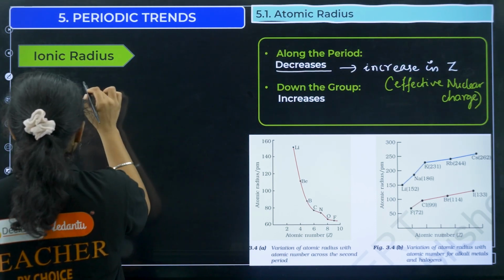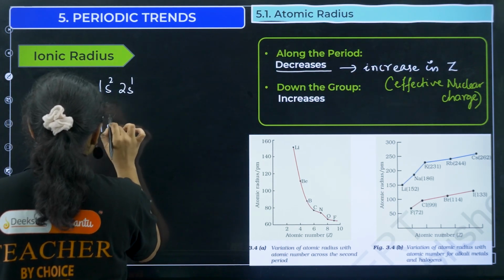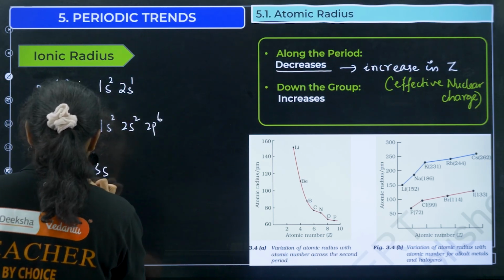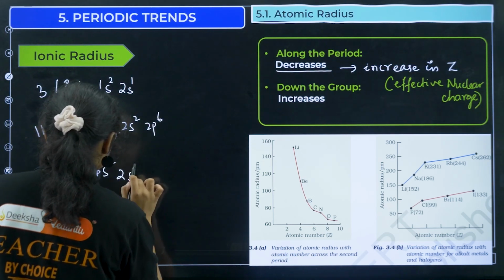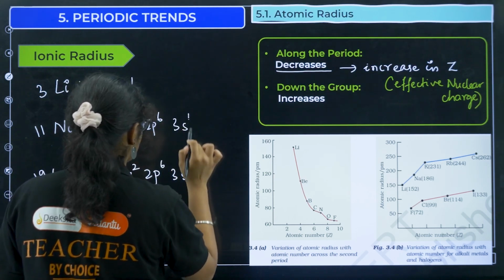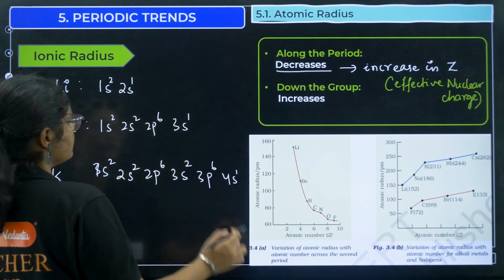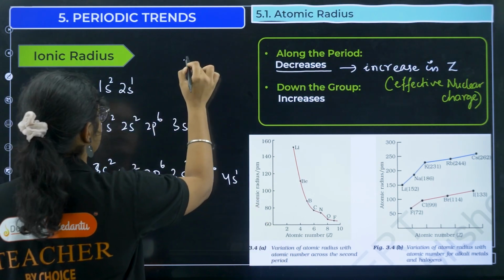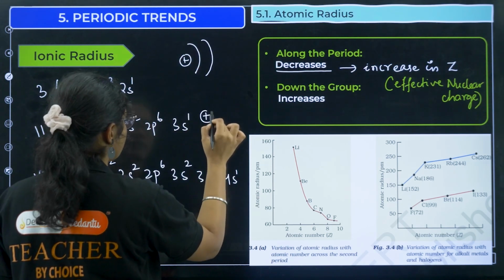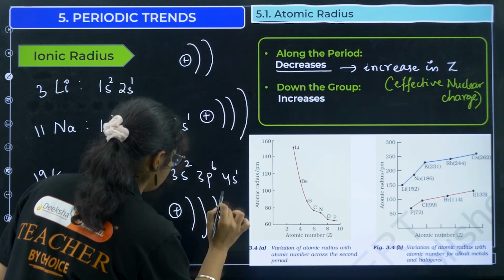Okay, so lithium we have 1s2 and 2s1, sodium is 1s2, 2s2 and 2p6, and 3s1, and potassium is 1s2, 2s2, 2p6, 3s2, 3p6 and 4s1. Okay, so now you see what happens. In lithium we have 1, second shell. In sodium we have 1, 2, third shell. In potassium, we have 1, 2, 3, fourth shell, right?